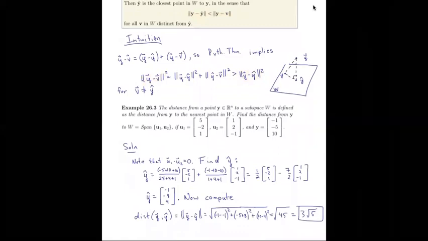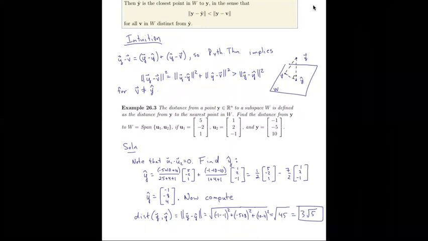The distance from a point Y in Rn to a subspace W is defined as the distance from Y to the nearest point in W. So in other words, from Y to its orthogonal projection. So there's a lot under the surface here, right? This is really fundamental to optimization problems, and that's what we'll see by the time we're done with chapter 6.